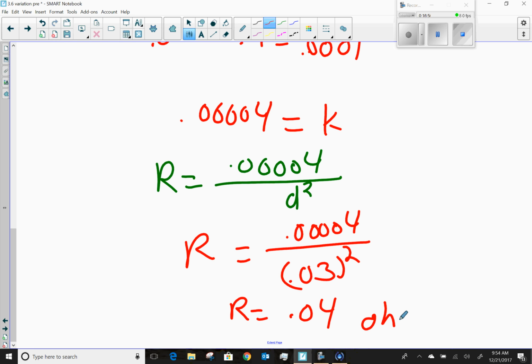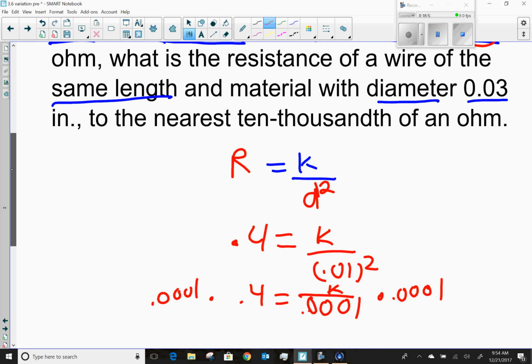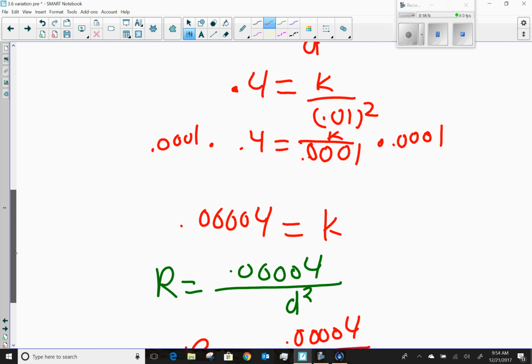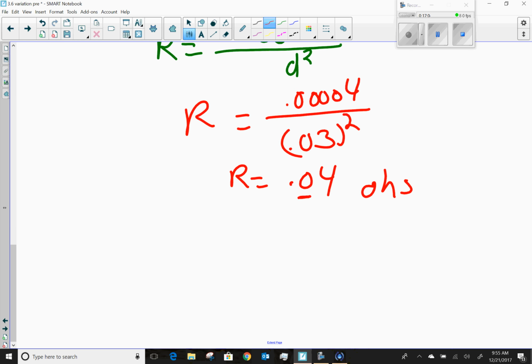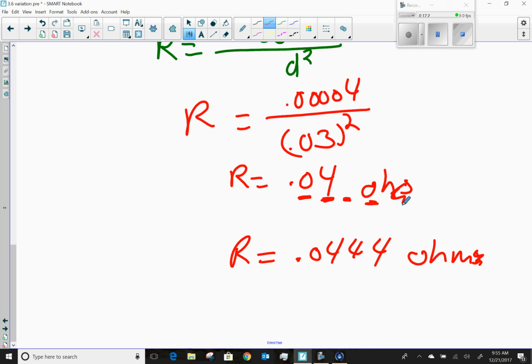In ohms, right? And nearest ten thousandths, right? Oh, ten thousandths. Okay, so this is hundredths, thousandths, ten thousandths. So we need to go out a little farther. If we get our calculator out and divide that again, we actually get 0.0444 ohms. So that's the problem there. Done.